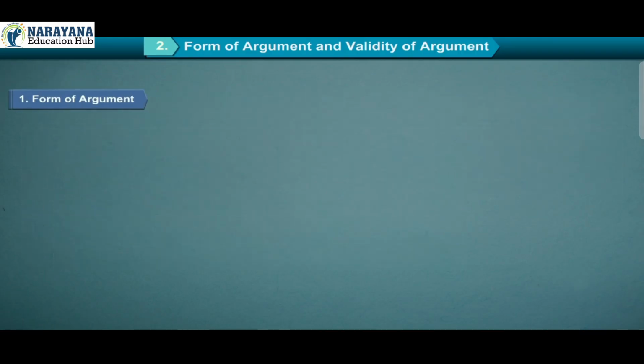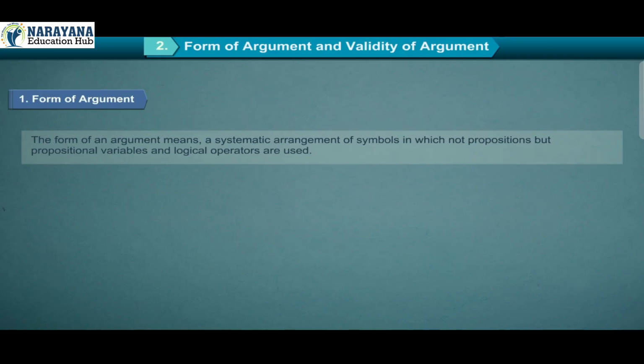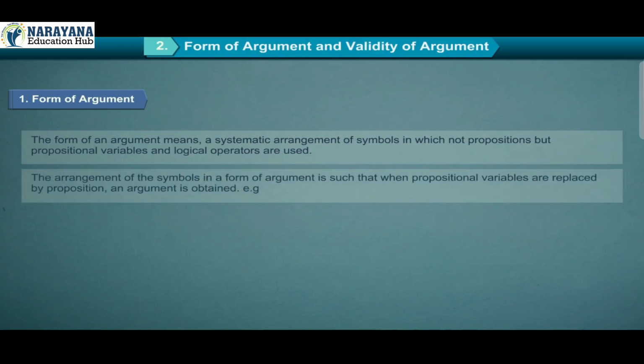1. Form of argument. The form of an argument means a systematic arrangement of symbols in which not propositions but propositional variables and logical operators are used. The arrangement of the symbols in a form of argument is such that when propositional variables are replaced by propositions, an argument is obtained. For example, if P, then Q; P; therefore Q.